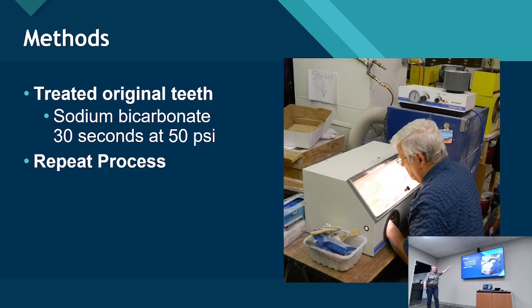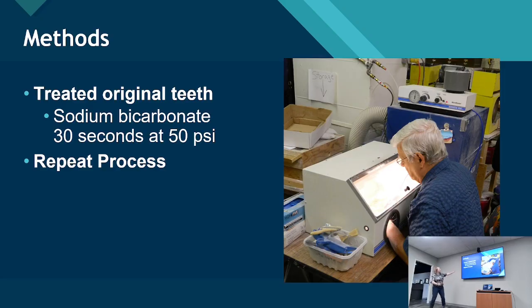After I did all of that and counted the microwear, which was the easiest part, I treated the original teeth with abrasion with sodium bicarbonate, or that baking soda. I'm obviously not an old man, but please forgive the picture. But literally it was 30 seconds at 50 pounds per square inch. That honestly was probably the fastest part of my entire thesis.